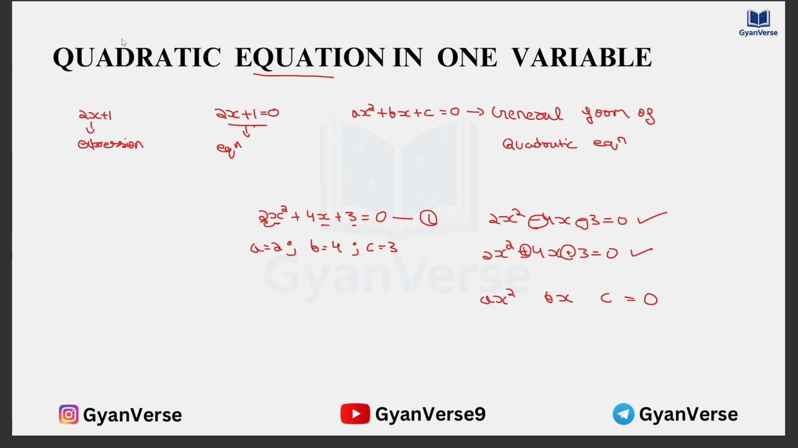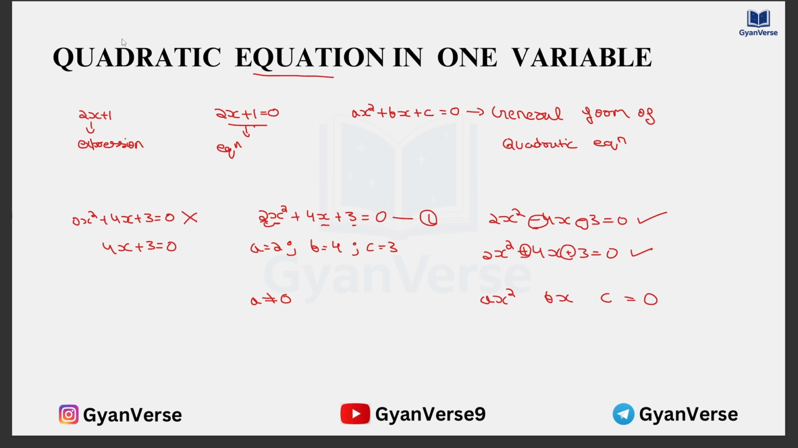Now the important thing that you have to remember is a cannot be 0. A can never be equal to 0. If a quadratic equation is written as 0x square plus 4x plus 3 equals to 0, then this is not a quadratic equation. Why? Because the value of a is equal to 0. If a becomes 0, then it will be 4x plus 3 equals to 0. This becomes a linear equation, not a quadratic equation. X square cannot be 0, and x square will only be 0 if a equals to 0.